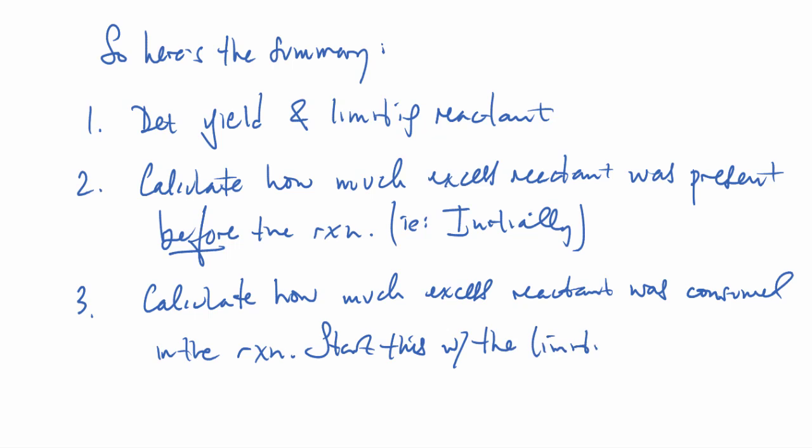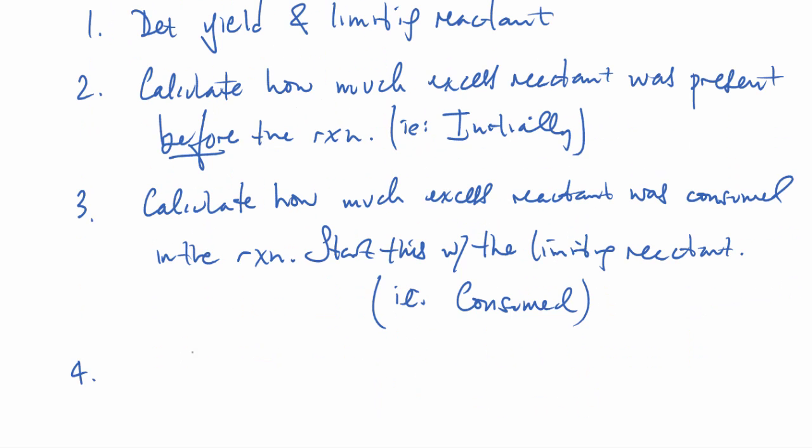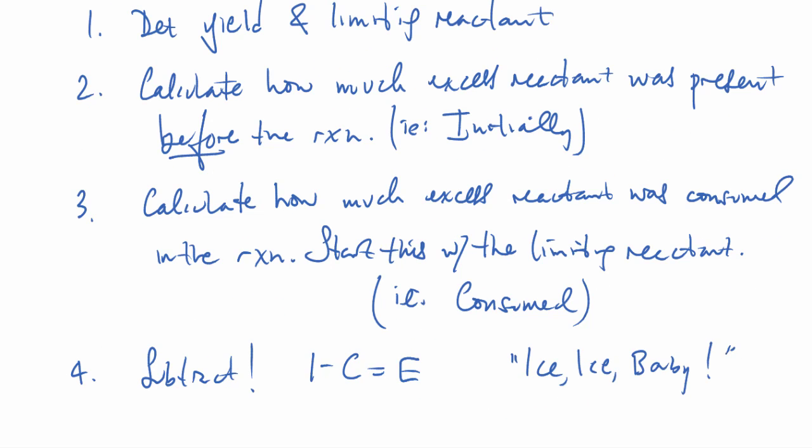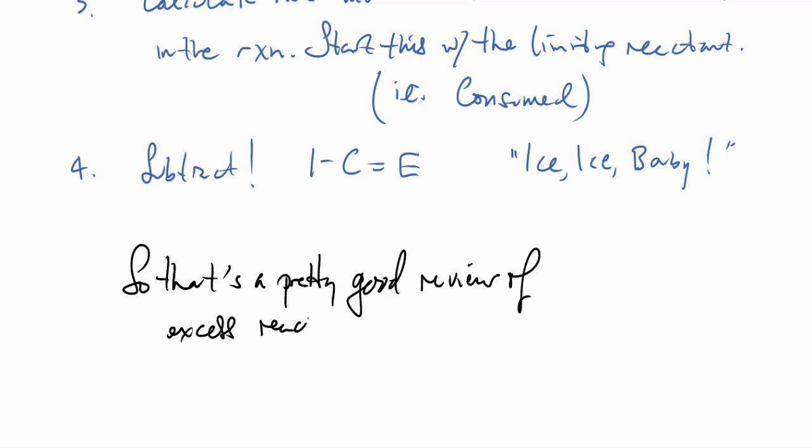We're calling that the consumed value here. And finally, subtract. Subtract how much was used from how much you had to start off with. So that's going to be initial minus consumed equal excess. You can remember this by the song, Ice, Ice, Baby. So there you go. It's a pretty decent review of excess reactants. They're not hard to deal with, but you do have to keep your wits about you and remember that whatever was used up has got to be subtracted from how much you started off with.